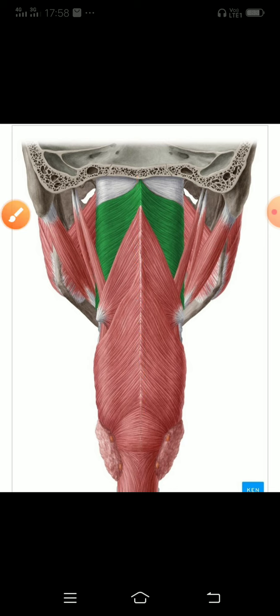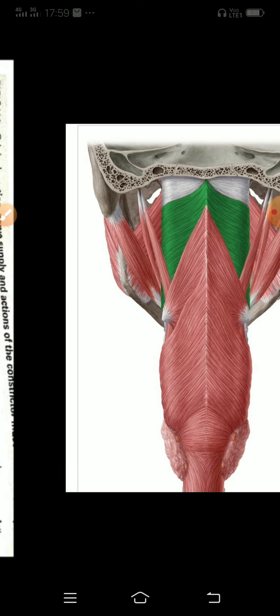And next is the nerve supply. The nerve supply of the superior constrictor muscle is from the pharyngeal branch of the vagus nerve, carrying fibers of the cranial root of the accessory nerve. We'll see detail about the nerve supply in the next video. So what is the action? The action of the superior constrictor is that it helps in deglutition.